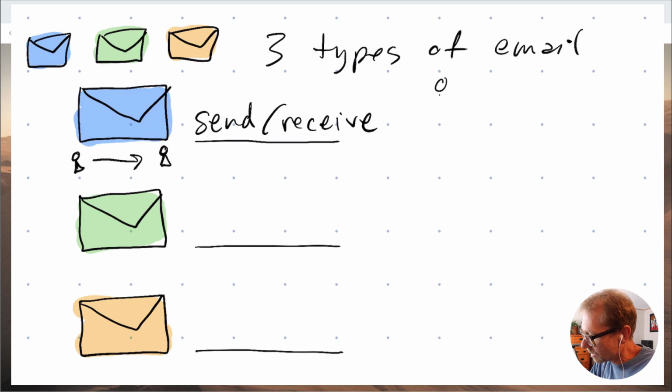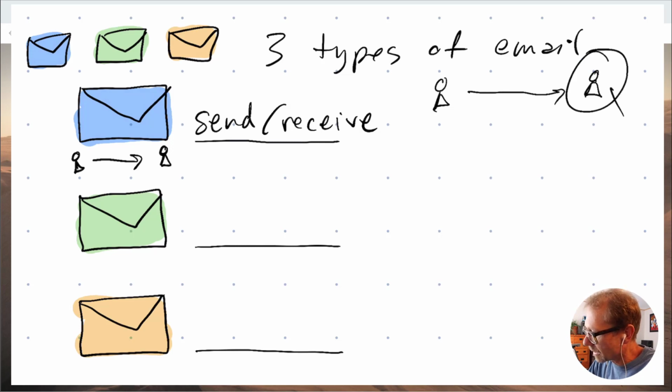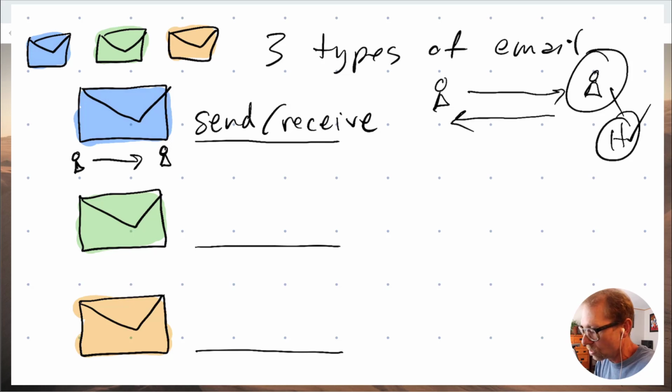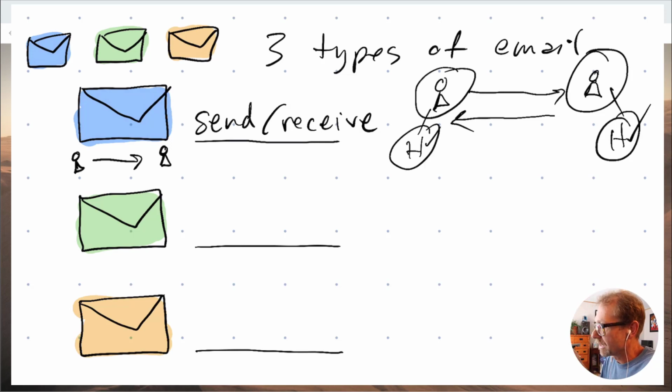To illustrate that a little bit, one of the things about send and receive email is that there's a person that sends an email and another person that receives it. And the person that receives the email needs to have hosting to receive that email and store it somewhere so that they can open it later. The other thing you need with send and receive email is that person might reply. And so it's a two-way street. This person also needs to have hosting for their email.